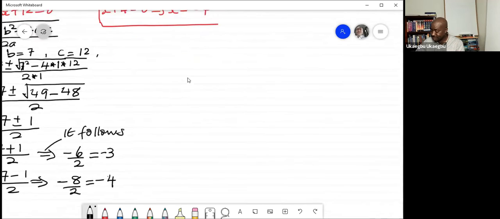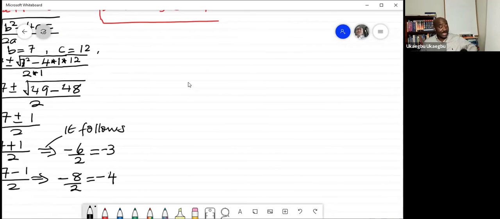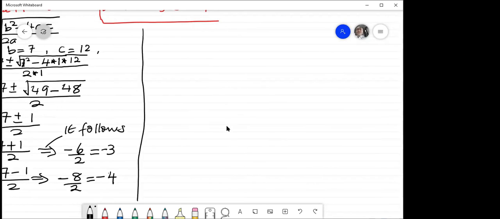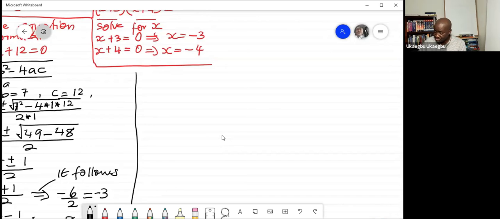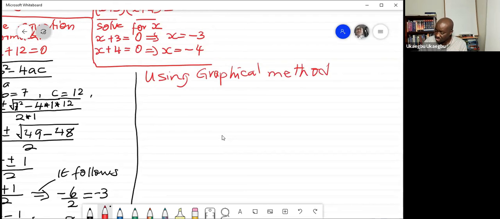Make sense now? All right. So now we are going to use the same equation, but instead of using factoring or the quadratic formula, we are going to use graphing. Let's use graphing to solve the same problem. All right? So the question now is using the graphical or graphing method.